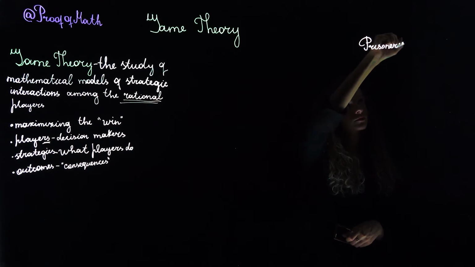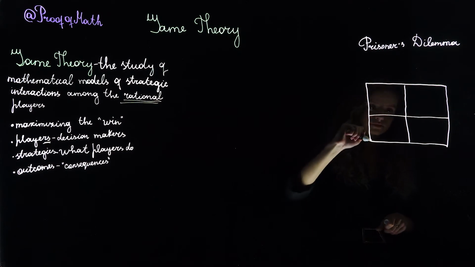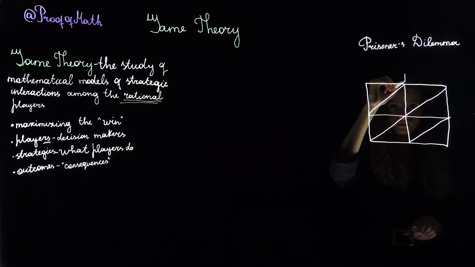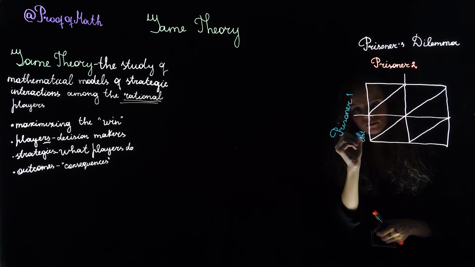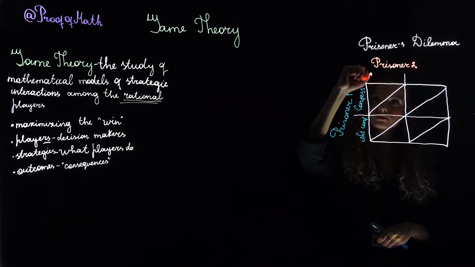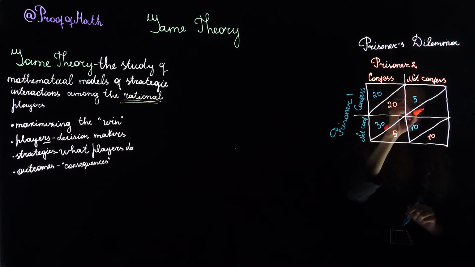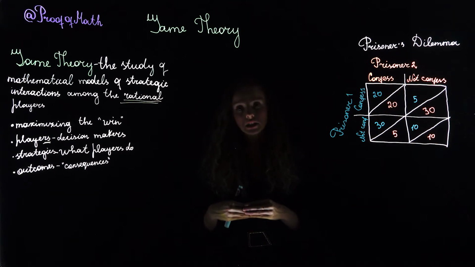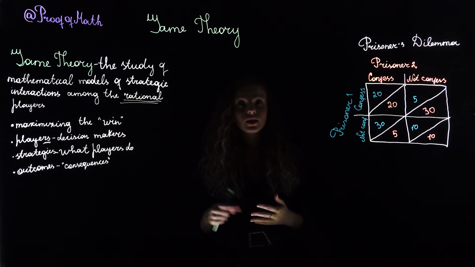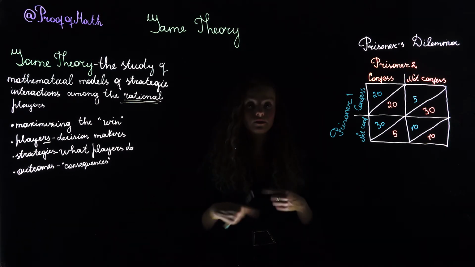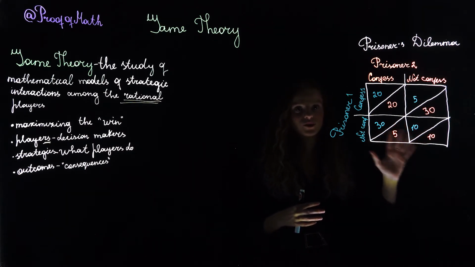Let's look at the classic example, the prisoner's dilemma. The police caught two prisoners, but they do not have enough evidence to put those prisoners in jail for the maximum time. So they give the prisoners two options: confess or not confess. If they both confess, each of them is going to spend 20 years in jail. If they both do not confess, each of them is going to spend only 10 years in jail. If one confesses and the other doesn't, one is going to spend 30 years in jail and the other is going to spend 5 years in jail, and vice versa. This matrix shows you the outcome of those decisions.